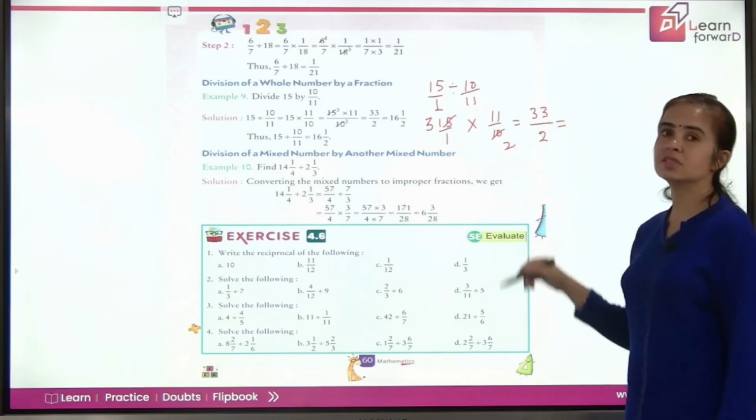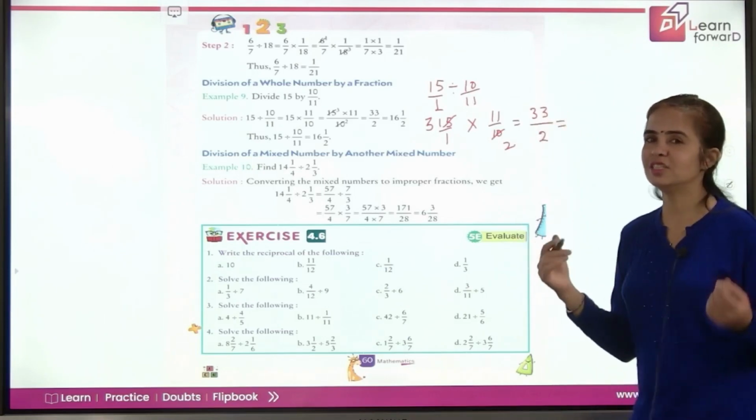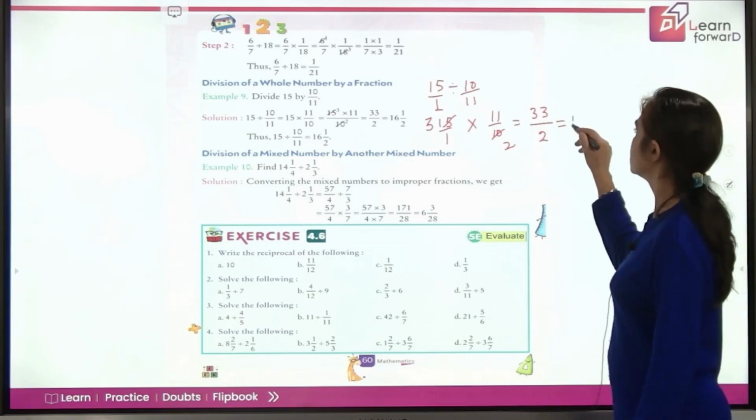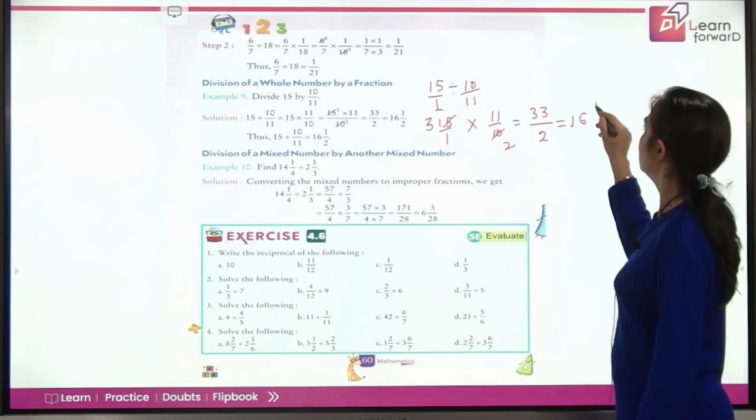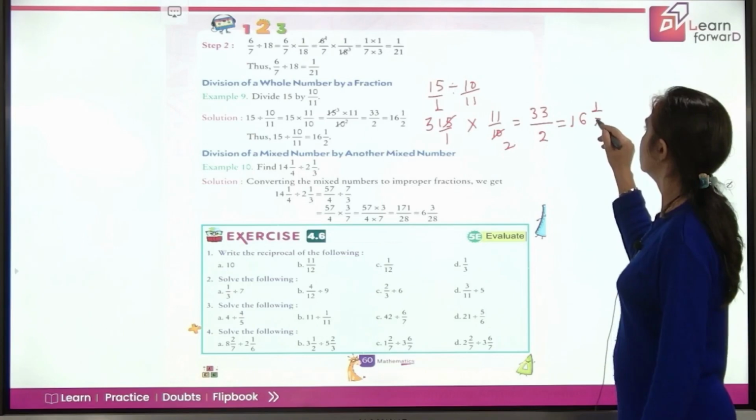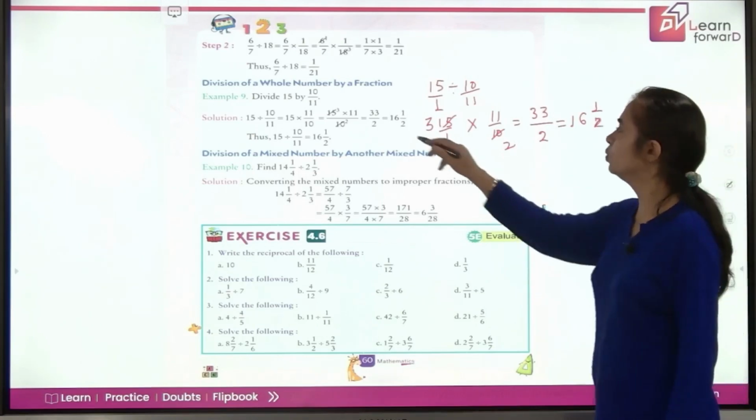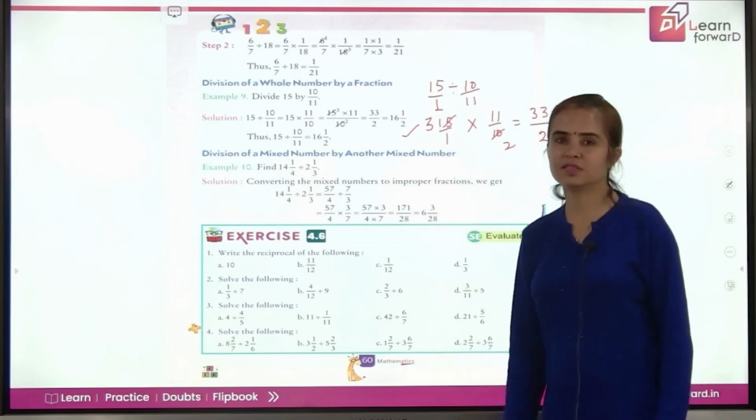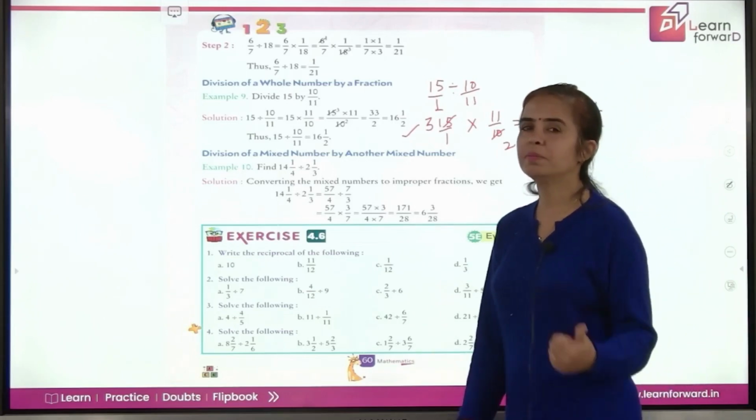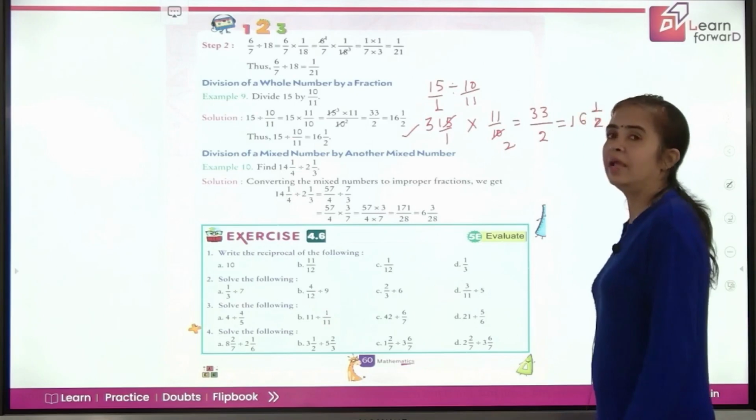Now, because this is an improper fraction, let's change it into mixed form. So, 2 ones are 2, 2 sixes are 12, 1 is left and 2 is the divisor. So, 16 whole 1 by 2 is your answer on this division, right? So, just remember KFC, I'm sure it is going to help you out.